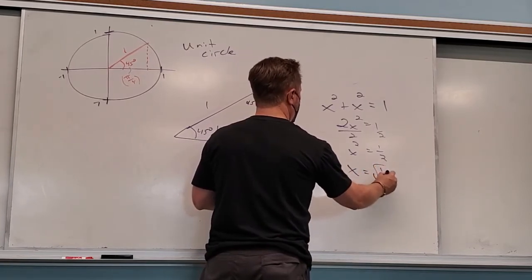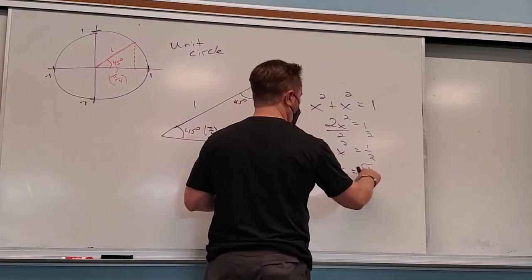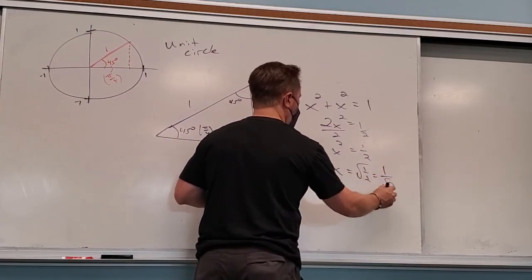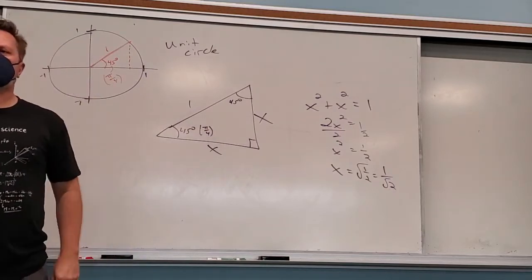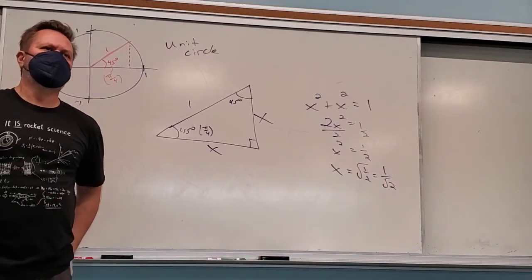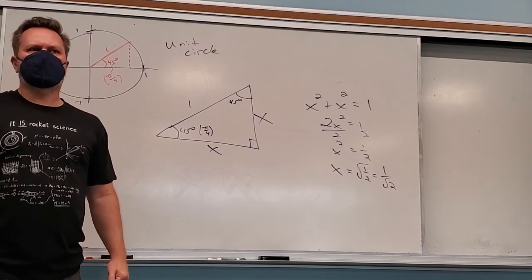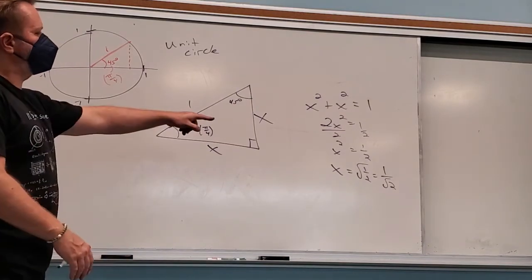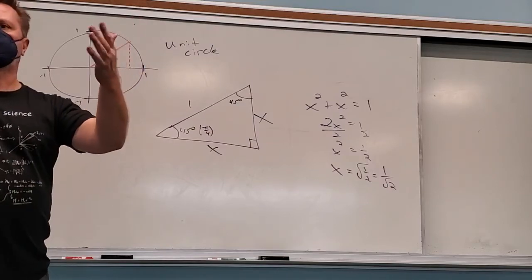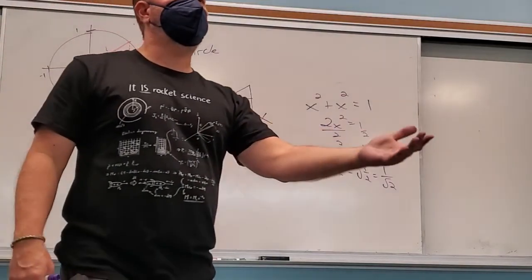Square root of 1/2, which is square root of 1 is 1, square root of 2 is square root of 2. Can you rationalize that for me, please? How would you make the bottom not irrational anymore? Why can't you do the square root of 2? It's kind of a weird question, but why can I do the square root of 4 but not the square root of 2?